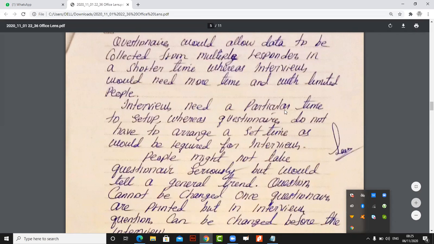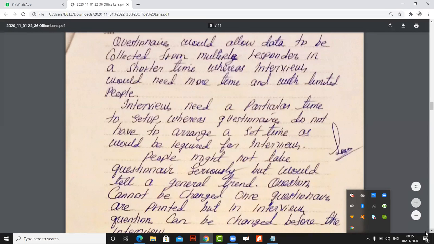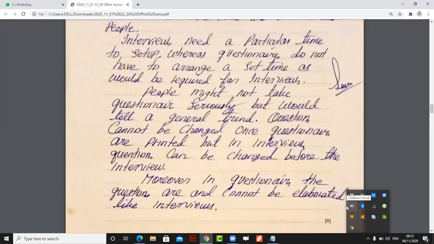Interviews need a particular time. Questionnaires don't need a particular time. You can just give it to them. Okay. People might not take questionnaires seriously. I just discussed about that. Questionnaires need to be printed and given to people. Interviews don't need such a kind of thing, but obviously इसका वाइस वर्सा भी कंपैरिजन हो सकता है कि इंटरव्यूज के लिए we don't need to actually take out printouts.